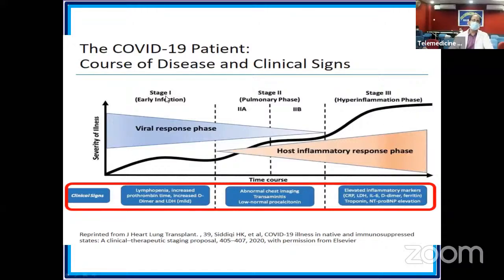So in the majority of cases, the signs and symptoms are lymphopenia, but there is very mild elevation of all those body reacting factors. Practically, based on CBC count, CRP is not so much elevated, LDH and D-dimer are not elevated because it's not in the hyperinflammation phase. In this phase, the virus goes on increasing by replicating. So antiviral drugs have a role in this phase.